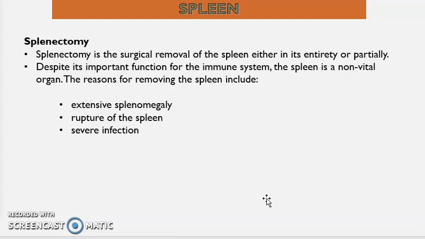Splenectomy is the surgical removal of the spleen either entirely or partially. Despite its important function for the immune system, the spleen is a non-vital organ. The reasons for removing the spleen include extensive splenomegaly, rupture of the spleen, and severe infection.